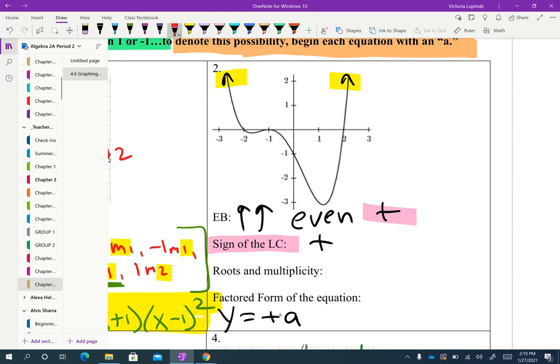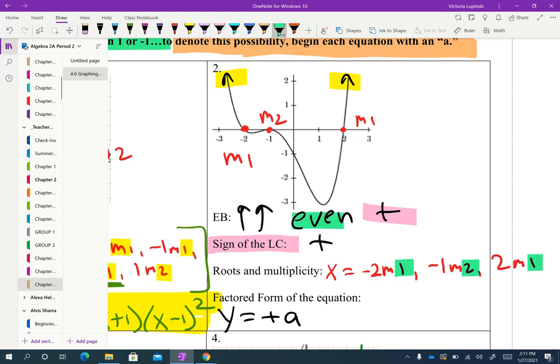Then you're going to go from left to right. Anywhere the graph crosses, you're going to write an M1. Anywhere it bounces, you're going to say an M2. And anywhere it crosses, you're going to say an M1. Again, we're going to get to multiplicity 3s in a minute. So the roots and their multiplicity from left to right are -2 M1, -1 M2, and +2 M1. If you want to be careful, go ahead and add up the multiplicities. That's 4. Is it even?